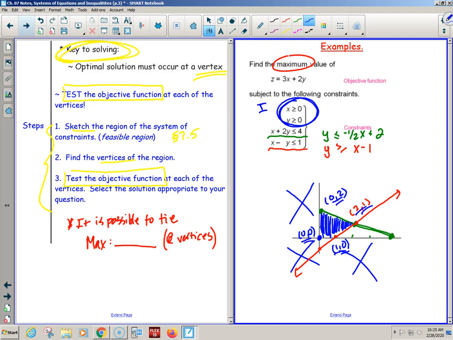What do I do once I sketch? Once I find my vertices, got my 4, now what? Test. Where's my objective? I don't know what it means, but it's right there. So how do I test it? Plug it in. Yeah? When I plug it in, I just take my vertices one at a time. My 0, 0, my 0, 2. The order doesn't matter. It's just whether or not I can make the right match.